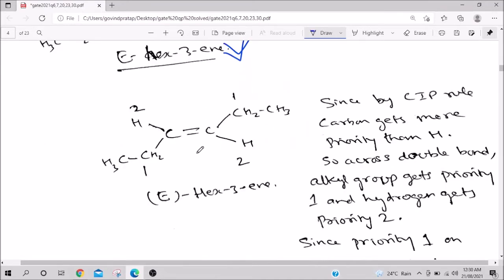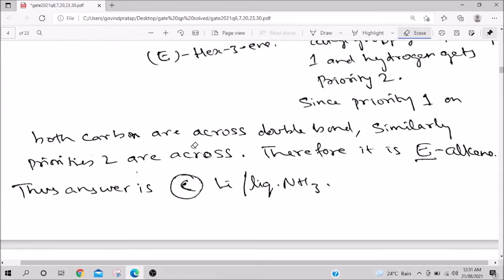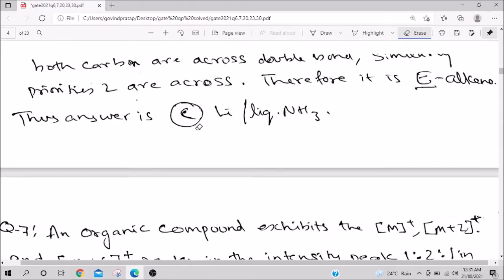So again, let's see why it is priority. We talked again. So you see here, 1 and 1 are opposite each other. So it is across. 2 and 2 are opposite to each other. So it is across. So therefore, the configuration is E. Right. Let's move to the next question. Answer is very clearly C.